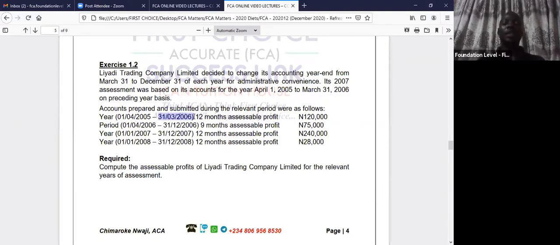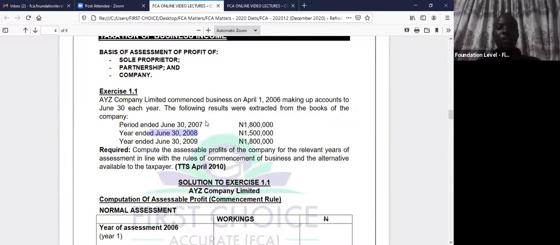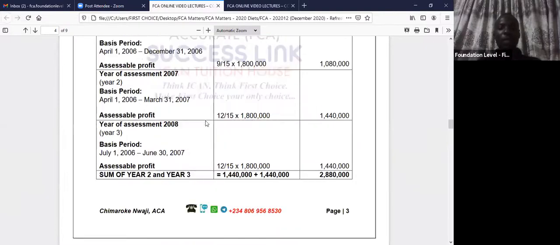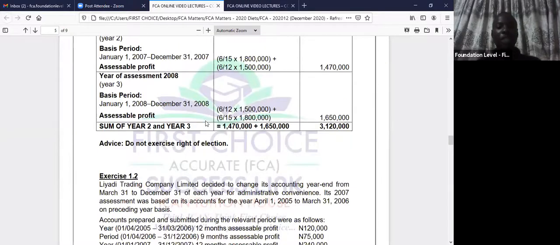After doing that, they are going to sum the 3 years in question. So they are going to sum them up, just like we did in right of election, where we sum 2 years. But this time we are summing 3 years. We are going to sum the first relevant year, second one, and the third one. We'll be looking at it. Let me show you the solution so that you best appreciate it.